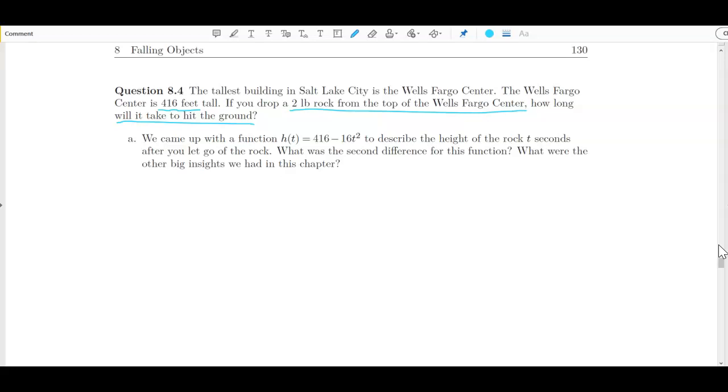Can you repeat that question again, please? Yeah, so does it matter? It's telling you drop a 2-pound rock, and I'm not saying anybody should do this. Do not go to the top of the Wells Fargo building and drop a 2-pound rock off of it. But if you dropped a 2-pound rock off the top, or if you took a quarter and dropped it off the top of the Wells Fargo building, will that change in weight affect the amount of time it's going to take to hit the ground?